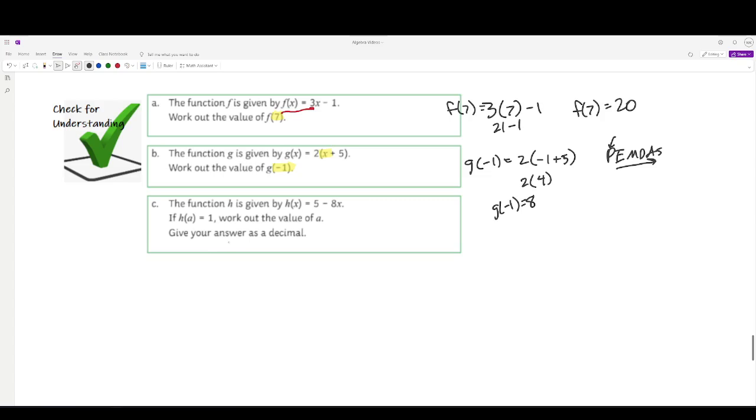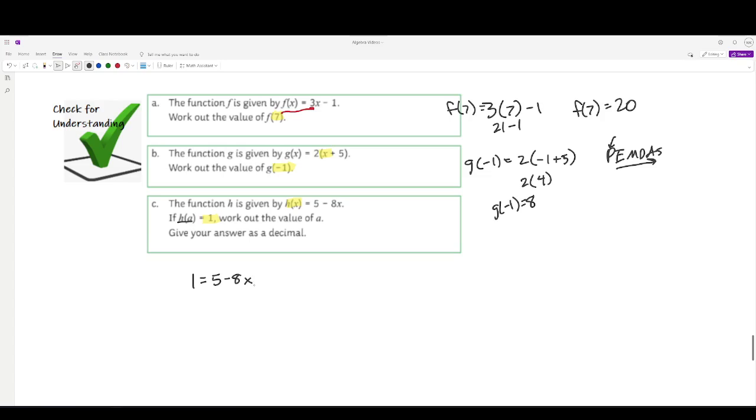And then for our last one, h of x is 5 minus 8x. If h, I guess this is x. I guess it could be a, that's fine. So h of something equals 1. So 1 is outside the parentheses. That means 1 is replacing h of x. So we would write that as 1 equals 5 minus 8x.